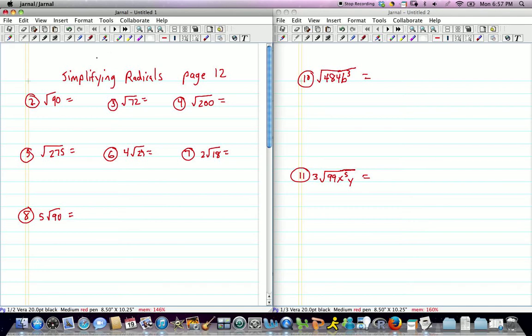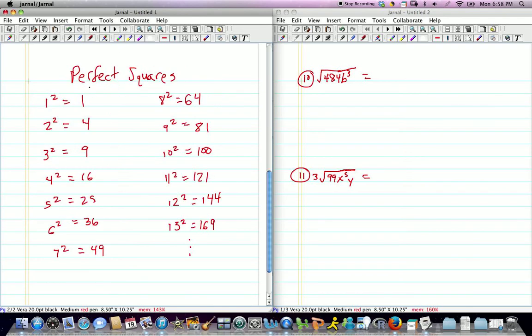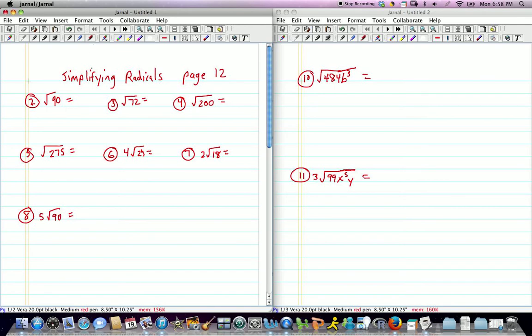The idea is that when I have a radical, which is just a square root symbol of any type, and I have a number underneath that I want to simplify, the way that I do it is I look and see whether that number is divisible by any of the perfect squares on this list over here. So when I look at 90, for example, I can say, well, yeah, 9 goes into 90. So what I can do here is I can make this square root simpler by rewriting it.